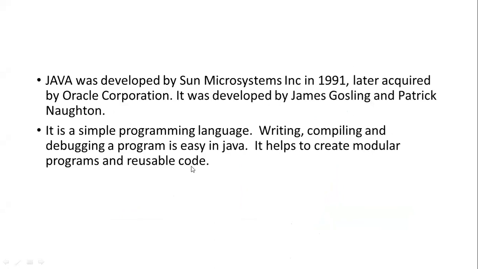Introduction to Java. Java was developed by Sun Microsystems in 1991 by James Gosling and Patrick Naughton, and later it was acquired by Oracle Corporation. In 1995, it was launched officially for the public. Although Java was developed in 1991, it was launched publicly in 1995. It is a simple programming language. Writing, compiling, and debugging a program is easy in Java. It helps to create modular programs and reusable code, because we can use inheritance in Java.